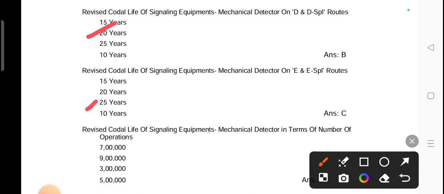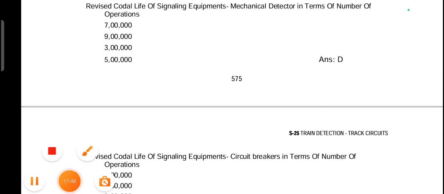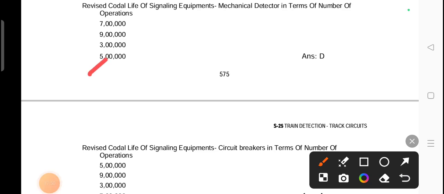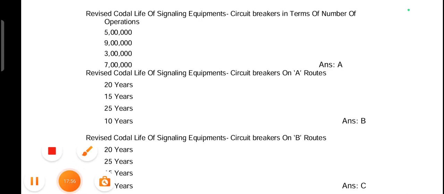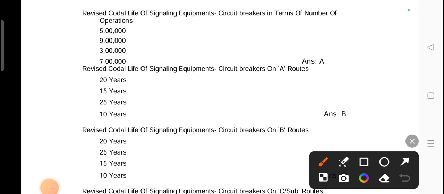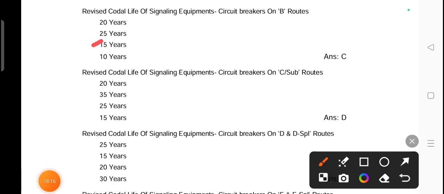Next, revised total life of signaling equipment's mechanical detector in terms of number of operations, 5 lakh. Next, revised total life of signaling equipment's circuit breakers in terms of number of operations, 5 lakh operations. Next, revised total life of signaling equipment, circuit breakers on A routes, 15 years. Revised total life of signaling equipment, circuit breakers on B routes, 15 years. Next, revised total life of signaling equipment, circuit breakers on C or sub routes, 15 years.